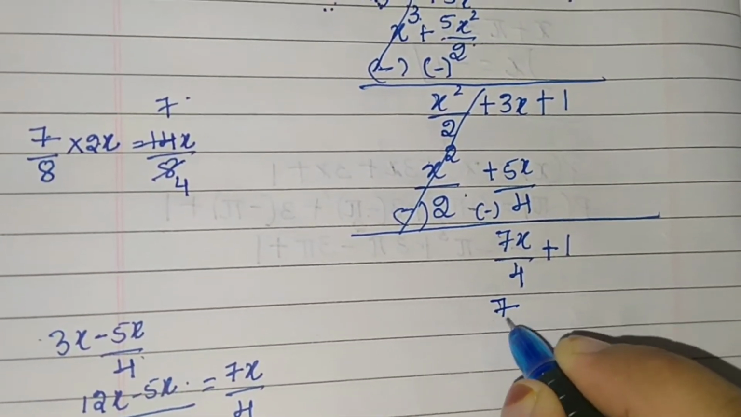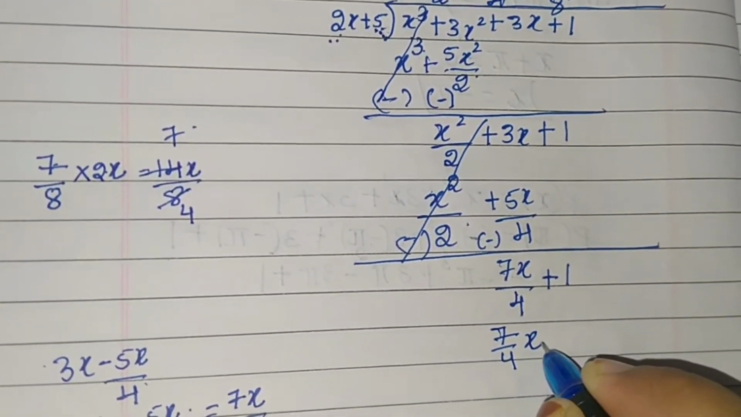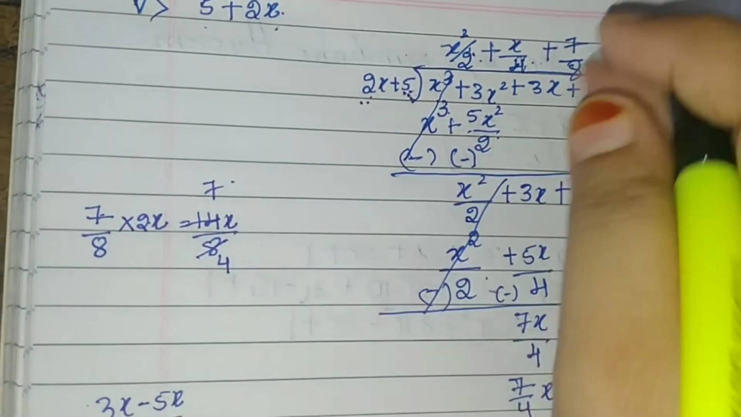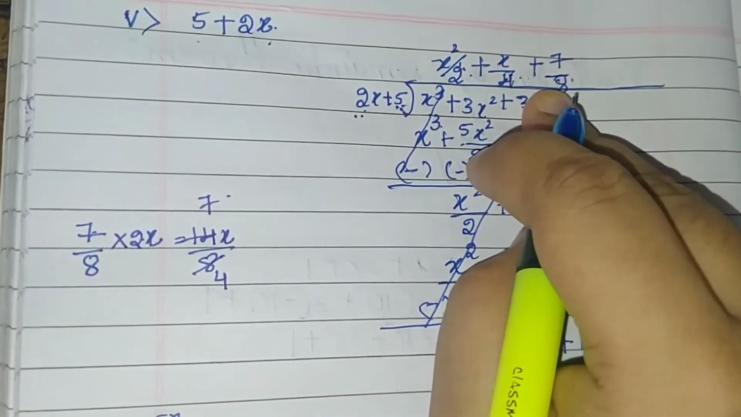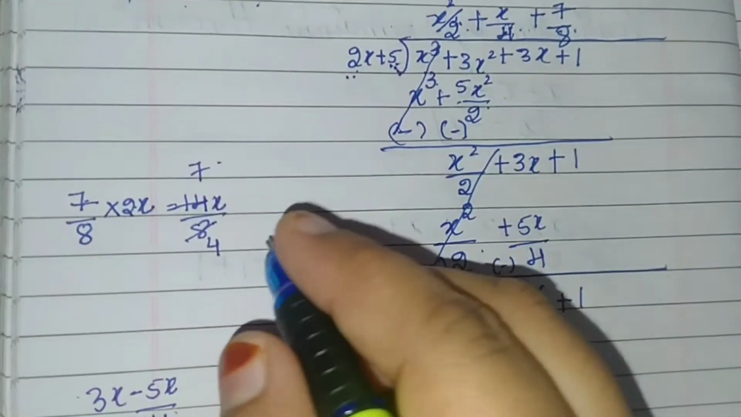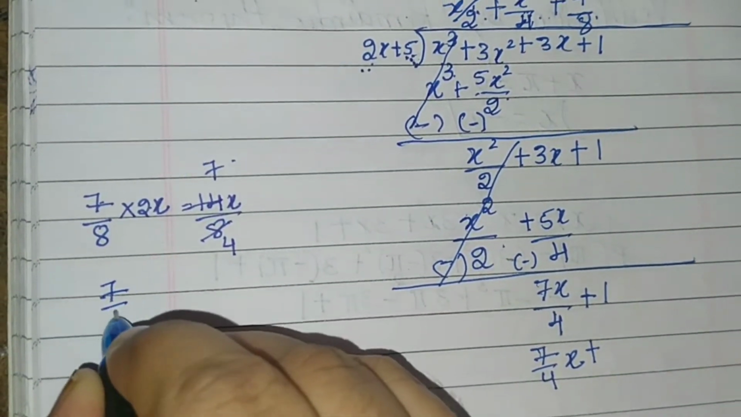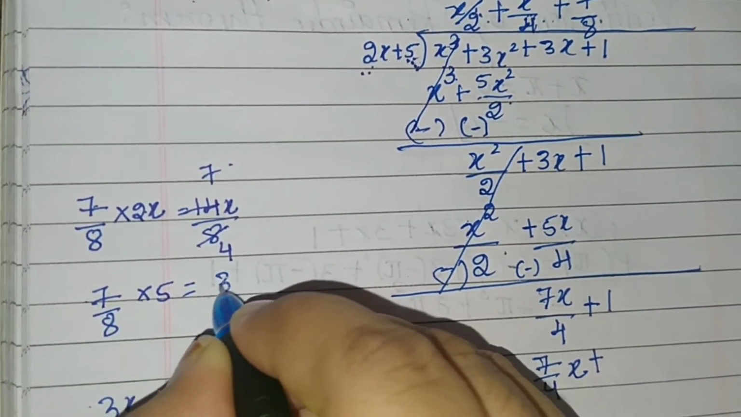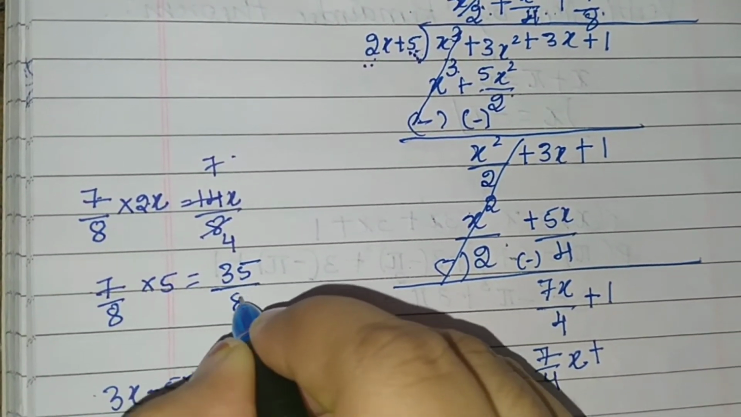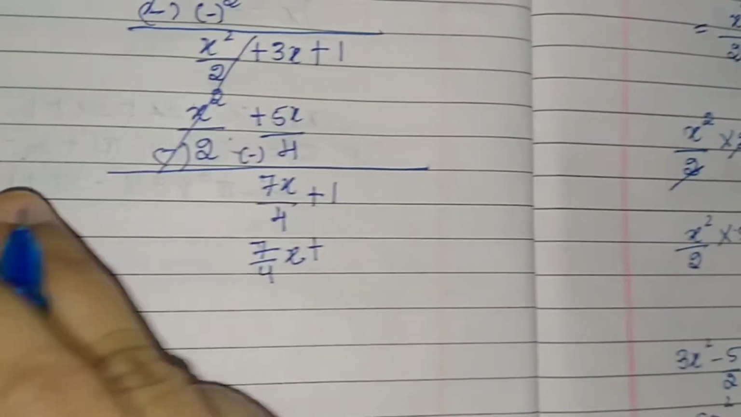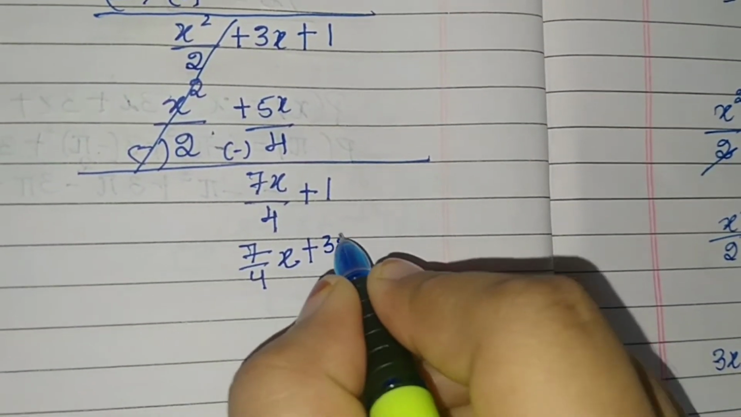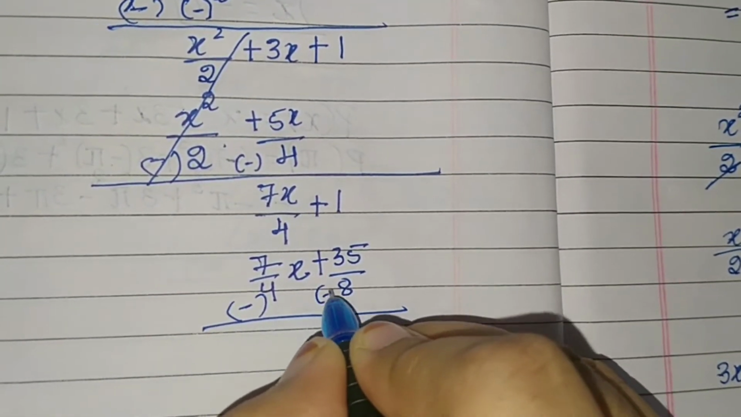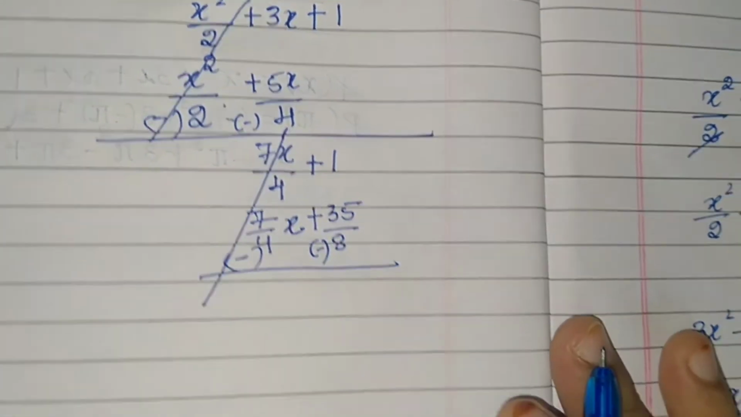So that you have to write below the dividend. Okay, plus 7 by 8 into 5. See here. Third term of the quotient multiplied by the second term of the divisor. 7 by 8 into 5. 7 5s are 35 divided by 8. So that you have to write again below the dividend. Okay. So now just change the sign.